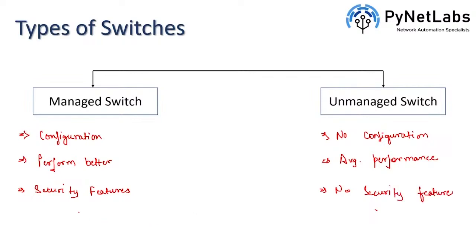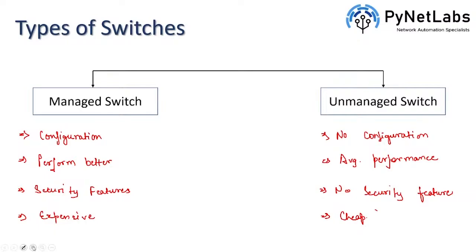Then the last one would be on the basis of cost. They are expensive, they are a bit cheap if we compare them both. So I'll just write expensive here, and these are cheap, because they differ on the basis of many things, and this makes it obvious that the managed ones are going to be a bit expensive, and the unmanaged ones, which cannot be managed, are going to be a bit cheap. So all these things make the difference.